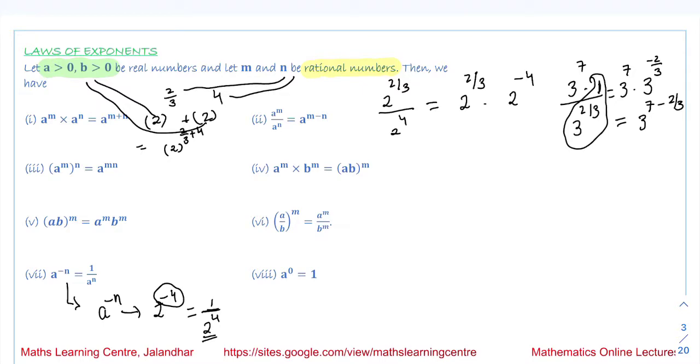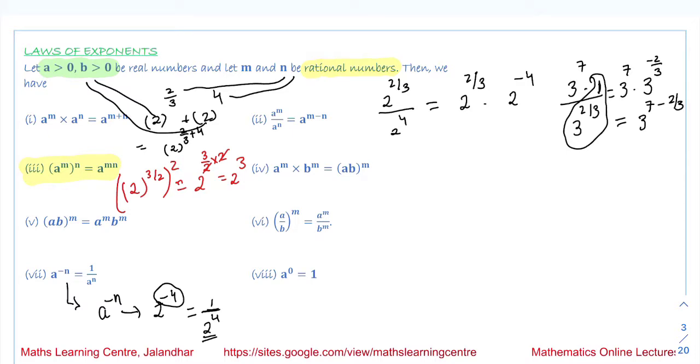Next, the third property I am going to talk about. When a number 2 is given to us with power 3 by 2, and its power is 2, then the answer is 2 raised to the power 3 by 2 into 2. This 2 gets cancelled, so the answer is 2 raised to the power 3.